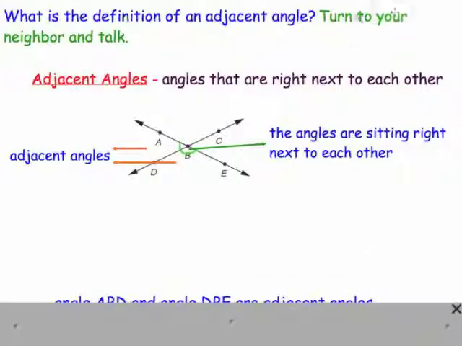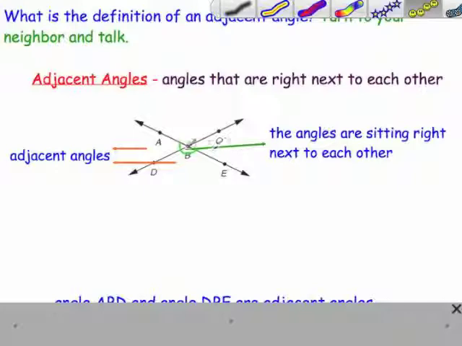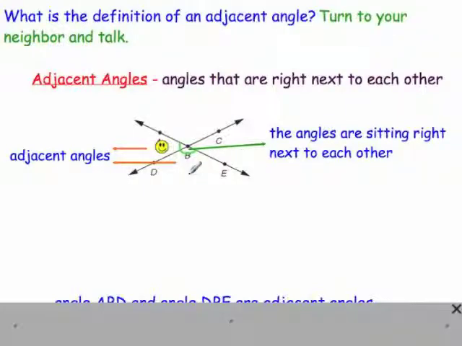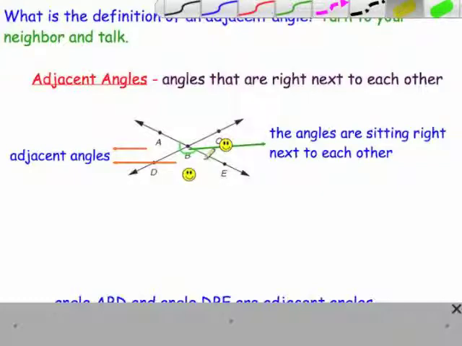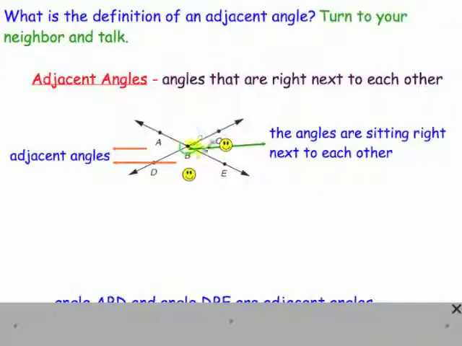From yesterday, an adjacent angle is an angle that's right next to each other. For example, I'm going to put some smiley faces here in adjacent angles. This angle right here is adjacent to this angle. I can also move those smiley faces because these two are also adjacent. I can move this one over here. Those two are adjacent, or these two are adjacent. They're right next to each other.